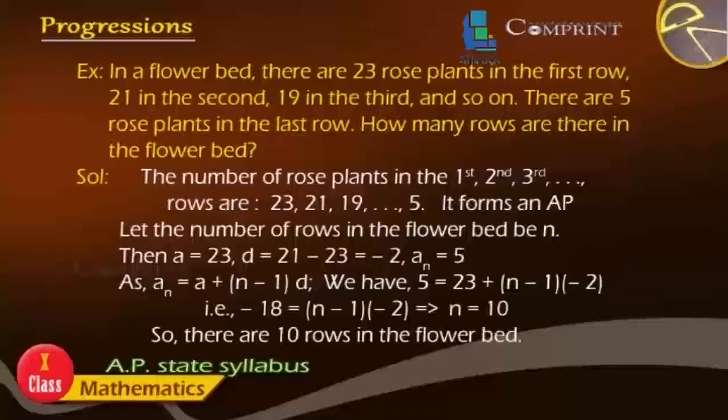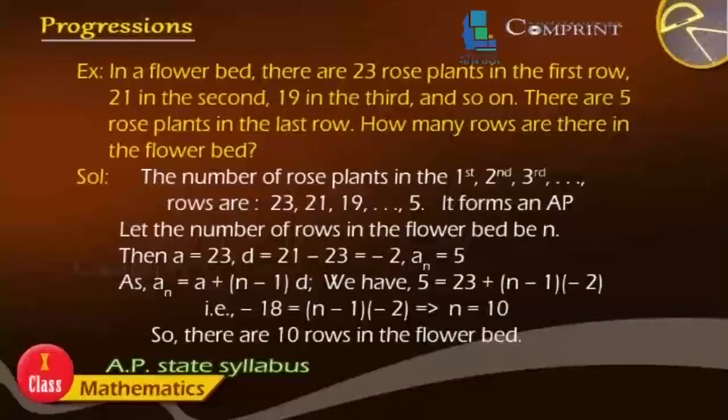Solution. The number of rose plants in the first, second, third, and so on rows are 23, 21, 19, and so on, 5. It forms an AP. Let the number of rows in the flower bed be n. Then a = 23, d = 21 - 23 = -2, an = 5. Yes, an = a + (n - 1)d.